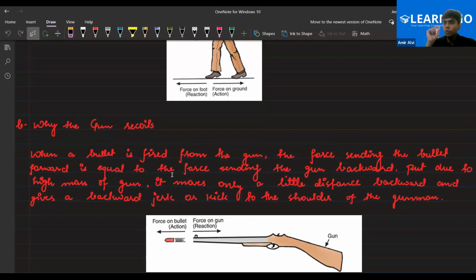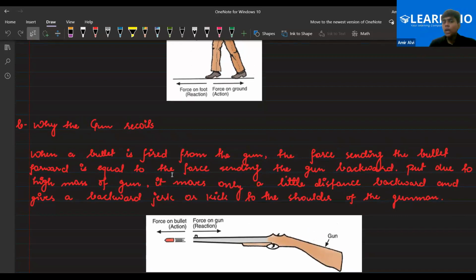Because when the bullet is fired, the bullet goes in the forward direction. But once the bullet has escaped from the nozzle, the same amount of force is exerted on the gun itself, right? That's called the recoil of the gun.